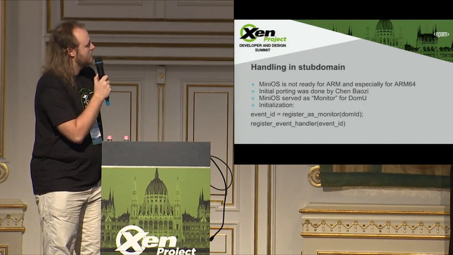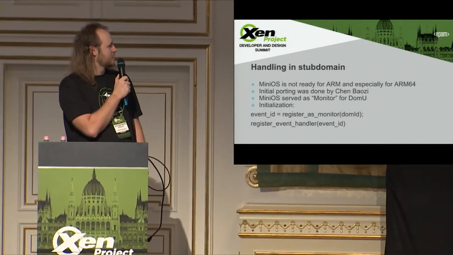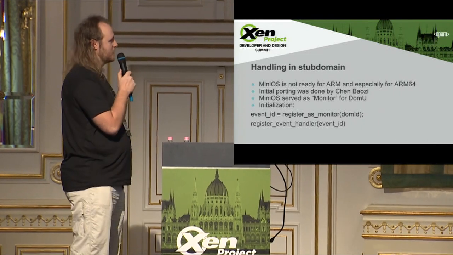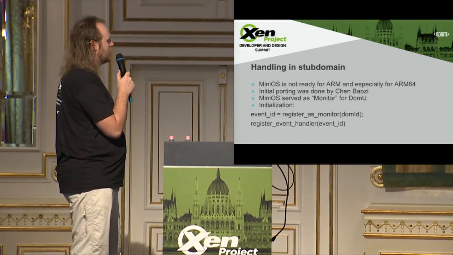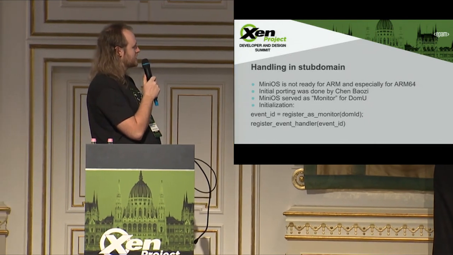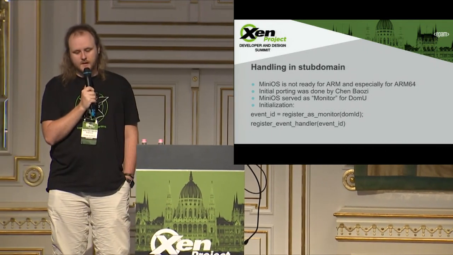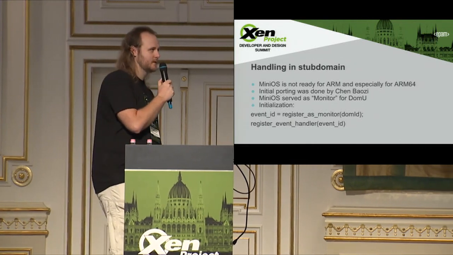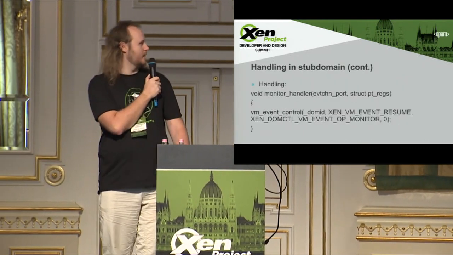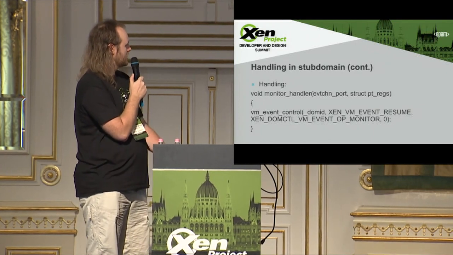But I had some problems with subdomains. It appeared that there is no working and stable subdomain on the ARM platform. But there was initial porting done by Shenbao. It was very initial, so I had to extend it and make it work. And the subdomain acts as a monitor for the MU. That means that when the hypervisor traps the SMC instruction, it asks Minios to handle it. And the handling, again, is very simple. I just tell the hypervisor that, okay, you can resume execution of the domain.